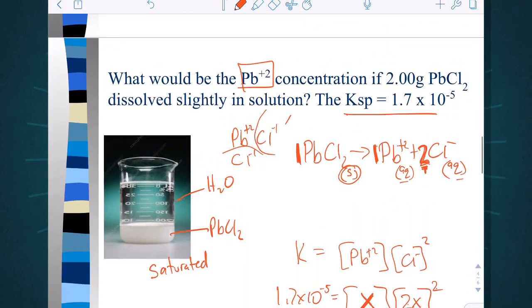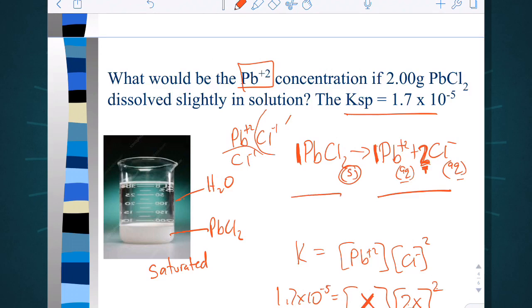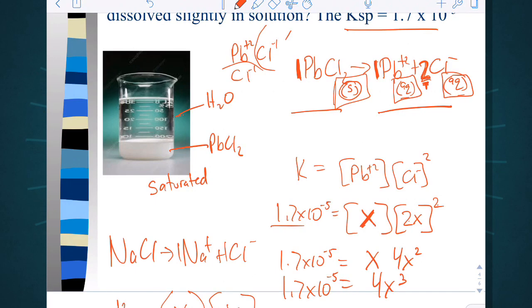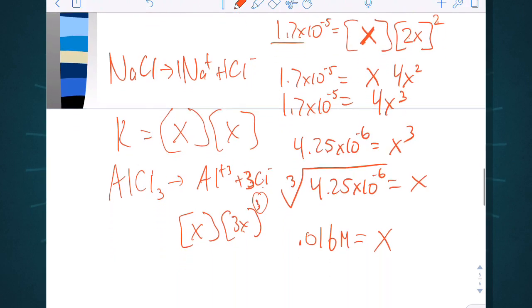So understand that some reactions are just better than others. And we describe how good they are by comparing our products to our reactants. The more products there are, the bigger the K value is going to be. We can only use aqueous substances in our equation, never solids, because we can't calculate the molarity of solids. They won't dissolve. They're not doing anything for us. So keep that in mind and you should be fine.